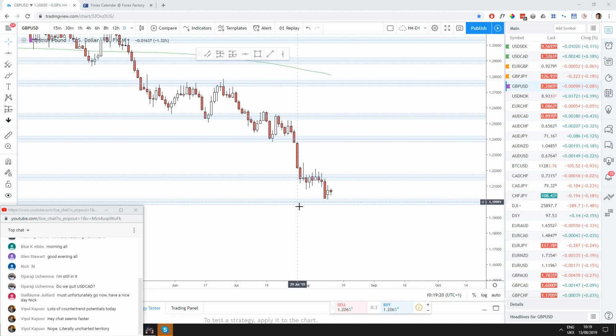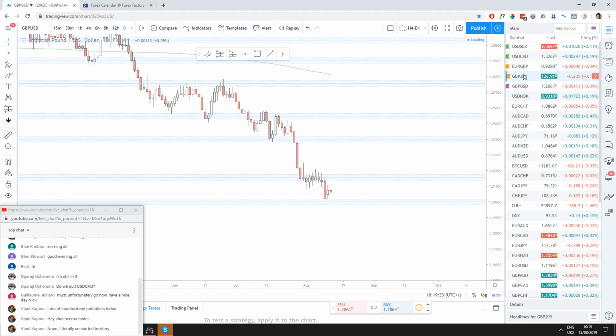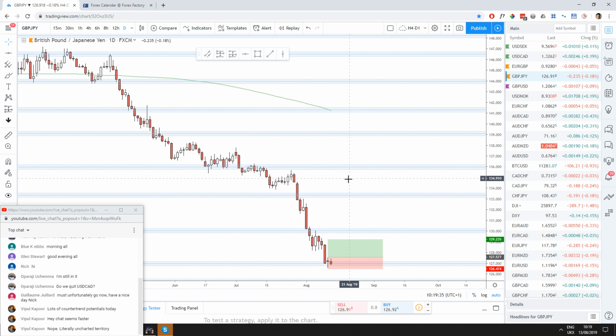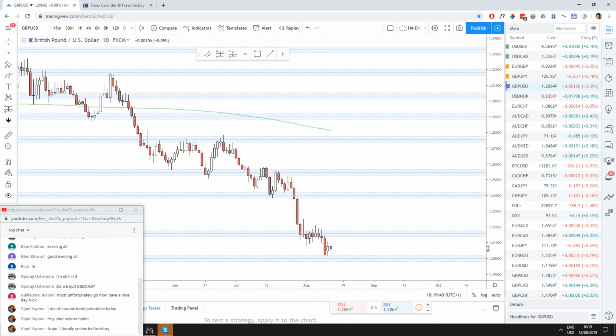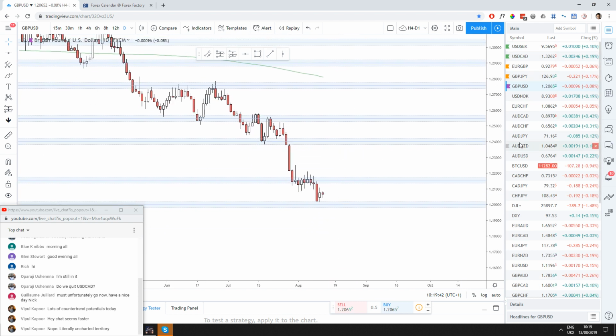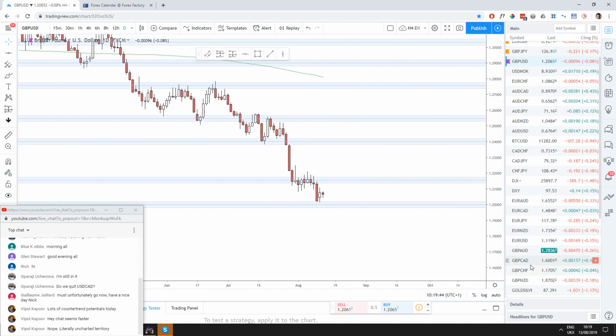So it does look like it's stalling out here. Let's see if it actually stalls out. Let's see what happens. And if this stalls out here, then I think GBPJPY has a pretty good chance of moving up. If GBPUSD starts pushing down again, then that GBPJPY is not going to really work out. So I'm going to keep a close eye on GBPJPY, potential trade there.